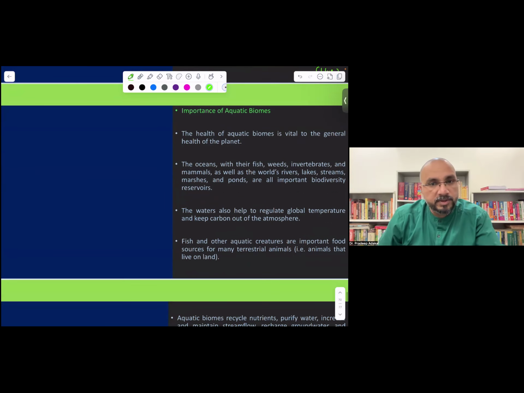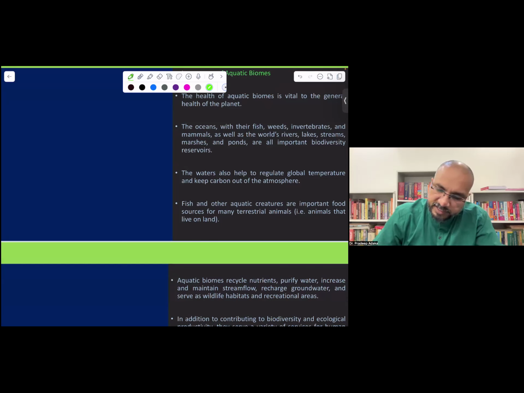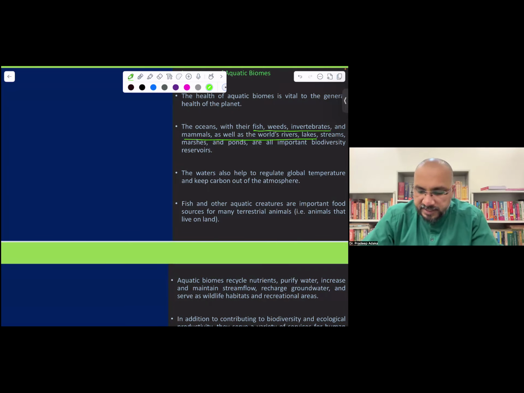What is the importance of the aquatic biome? So they are vital for the health of the planet because most of the photosynthesis is carried out by the marine biome, right? So oceans with their fish, weeds, invertebrates and mammals, as well as the world's rivers, lakes, streams, they are important for biodiversity. They're all important biodiversity reservoirs.